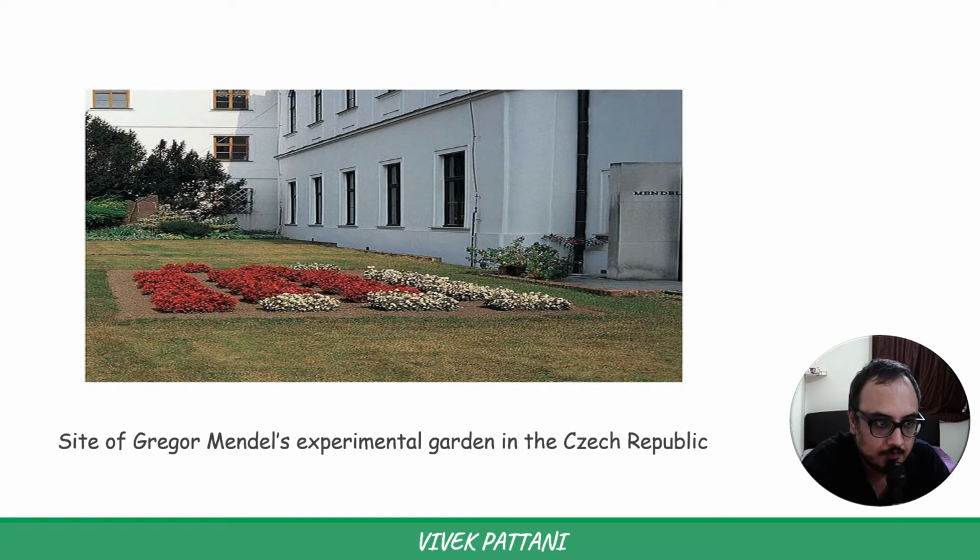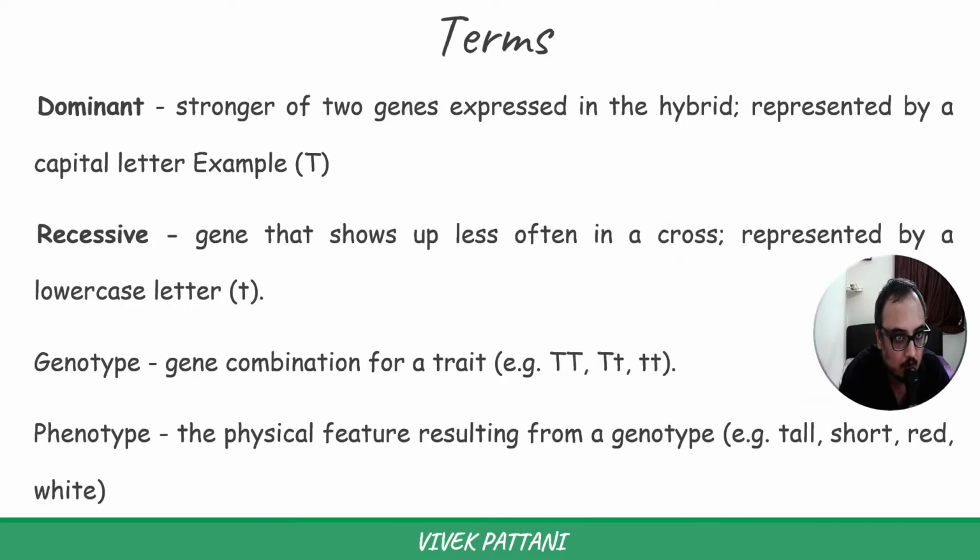This is the actual site of Gregor Mendel's experimental garden in the Czech Republic. Between 1856 and 1863, Mendel cultivated and tested some 28,000 pea plants. He found that the plant offspring retained the traits of the parents. Mendel stated that physical traits are inherited as particles, and he did not know that the particles were actually chromosomes and DNA.